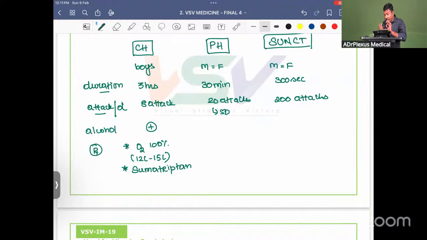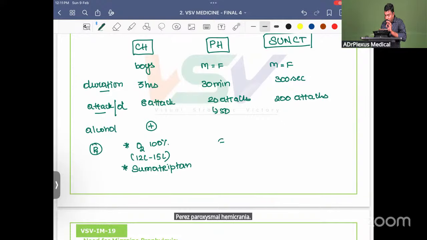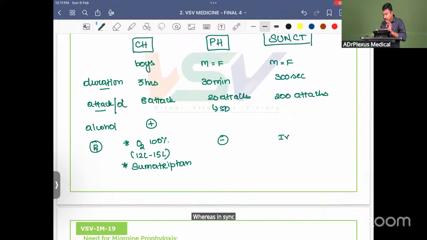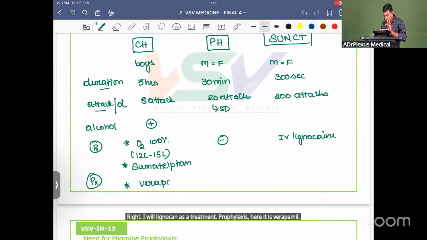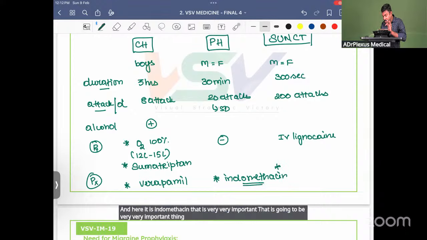Whereas for paroxysmal hemicrania, we don't have any specific treatment option. Whereas in SUNCT, you can go for IV lignocaine as a treatment. Prophylaxis, here it is verapamil, and here it is indomethacin. That is very, very important. Indomethacin is going to be a very, very important thing. And here not much prophylaxis is useful.